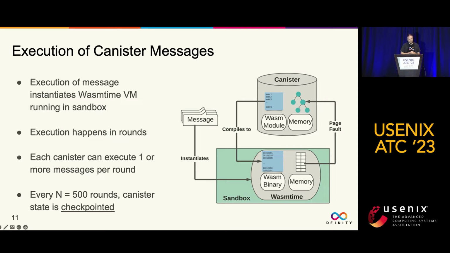It's important to mention here that the execution of the system actually happens in rounds. And every round, every canister can execute 1 or more messages. And every 500 rounds, the canister state is checkpointed. So basically, the memory that got modified in the Wasmtime virtual machine over there gets saved in a file on disk so that we can use it later.